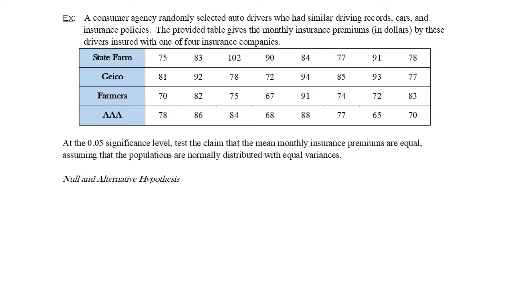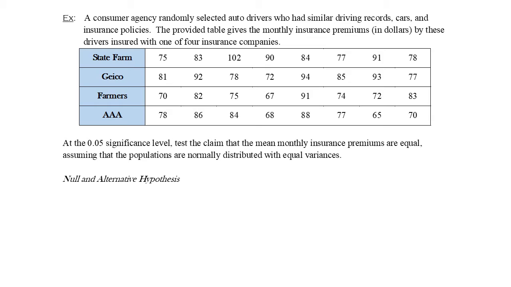So what we should do before we go to ANOVA on our calculator is we should enter each of these into a separate list. So in this case, notice we'll have 4 lists, one for each of these 4 companies. So I'll enter all the State Farm data into one list, I'll enter all the Geico data into another list, all the Farmers data into a third list, and then all the AAA data into a fourth list. So here we'll get 4 lists. And once we do that, then we can perform the ANOVA test.